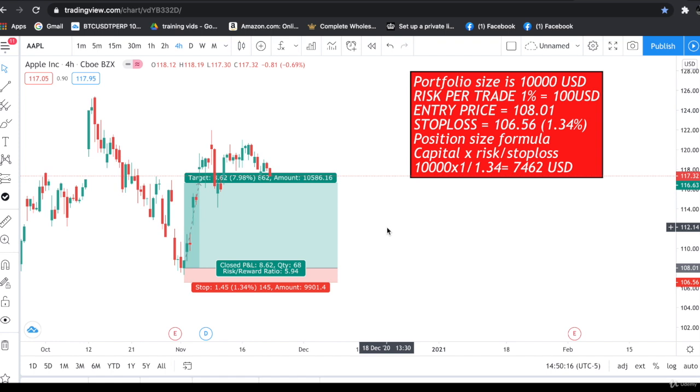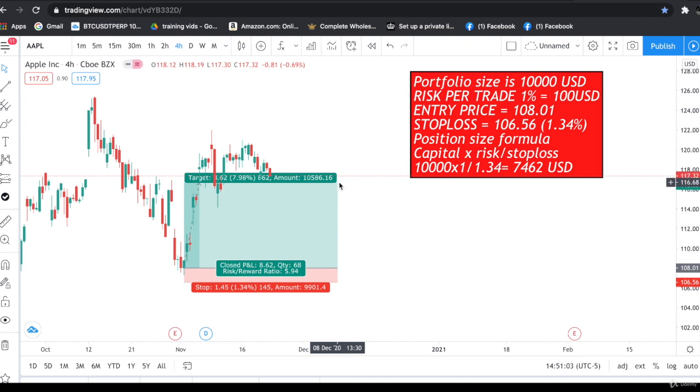As previously I have told you, many newbies confuse risk amount size and the position size. They are not the same. Now, if my stop loss gets triggered, I'll lose only $100. And the risk reward for this trade setup, this is a hypothetical example, is 5.94, which means my profit would be approximately $600 if my take profit gets hit.